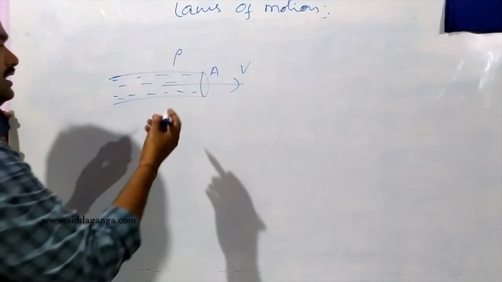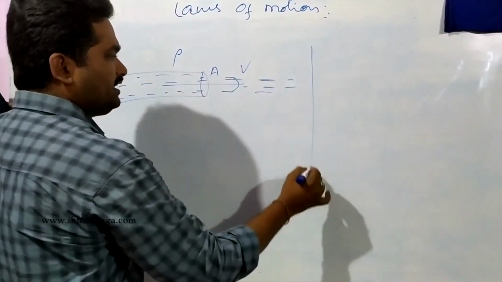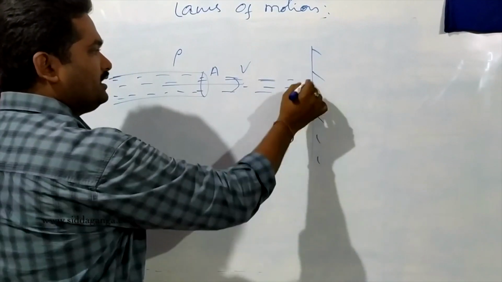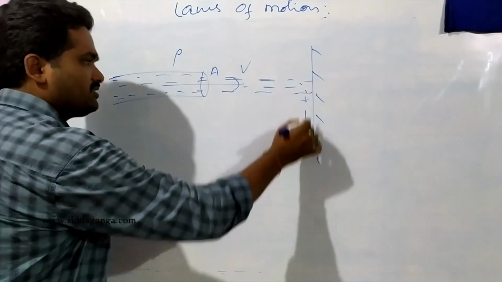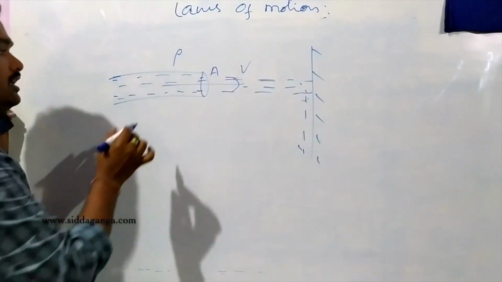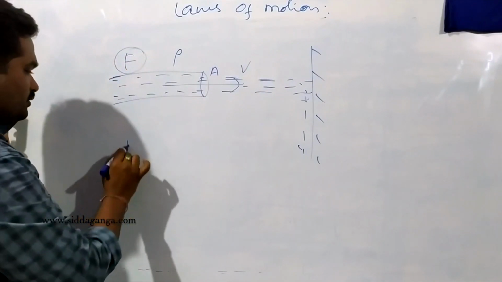They are given this, and they are given one more condition: that this water, after hitting a wall, just falls dead there itself. Falls dead there itself means what? It just comes to rest after hitting the wall. If this is the scenario, what force do you need to apply in order to hold this pipe there? How much force do you need to apply?